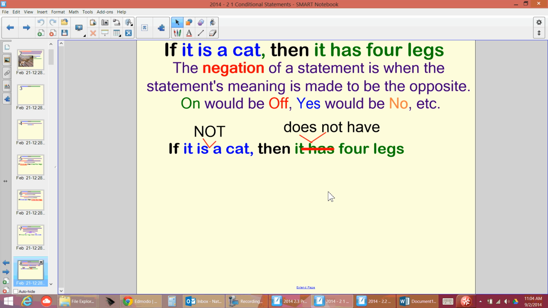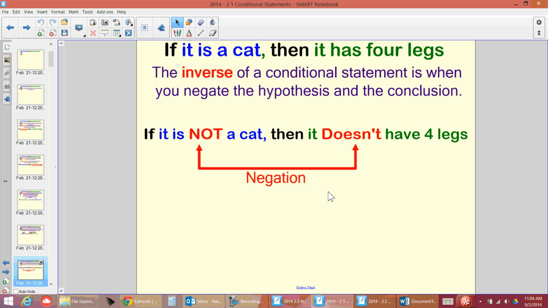Now, if we talk about a negation, that means I'm taking whatever it was and I'm putting a not in there. So if it is not a cat, then it does not have 4 legs. And now a negation is only one or the other. I'm negating A or I'm negating B. I'm making the hypothesis a not, or I'm making the conclusion a not. So if it's not a cat, then it has 4 legs. Or if it's a cat, then it does not have 4 legs. That's negation.